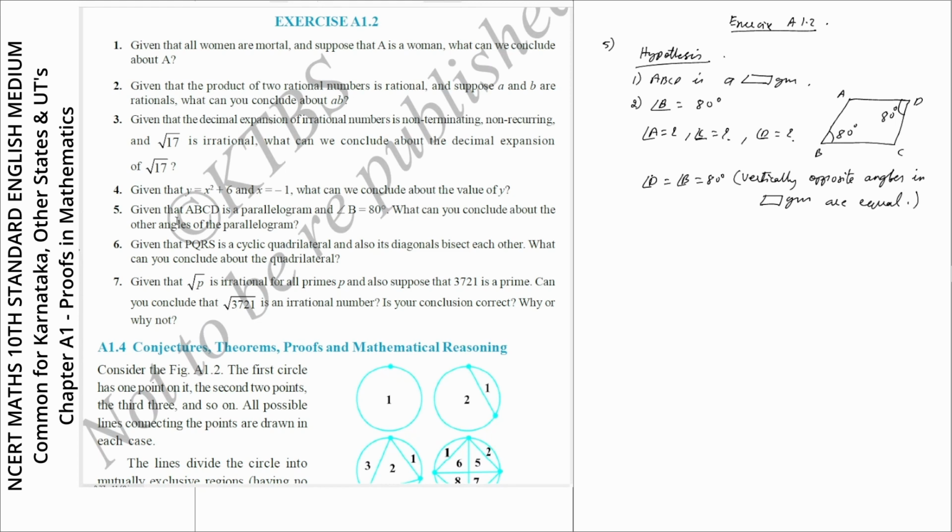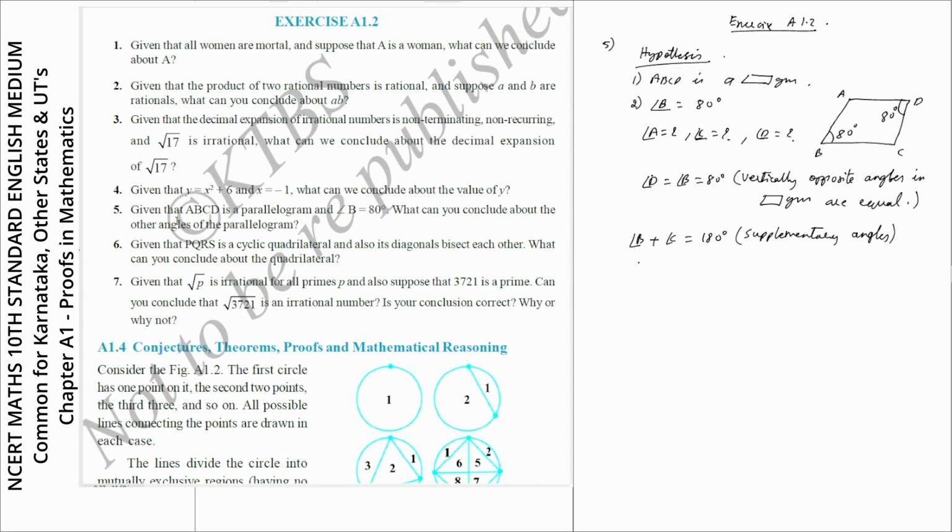And what is angle C? Now angle B plus angle C is equal to 180 degrees. So these two are supplementary angles. So in a parallelogram, adjacent angles are supplementary angles.